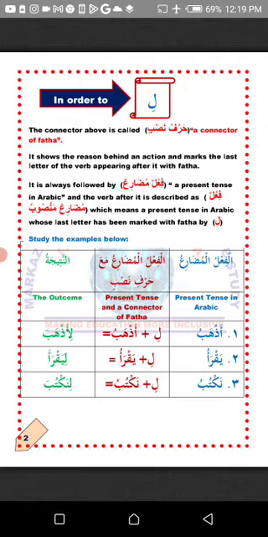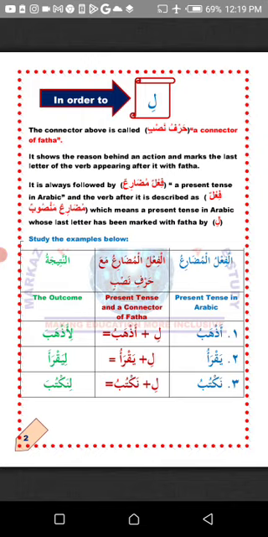Let's now talk about the normal state of al-fi'l al-mudari', how it appears normally. Al-fi'l al-mudari' appears normally by having its last letter marked with dhamma. For instance, adhhabu, I am going. That is the normal state of fi'l al-mudari'.